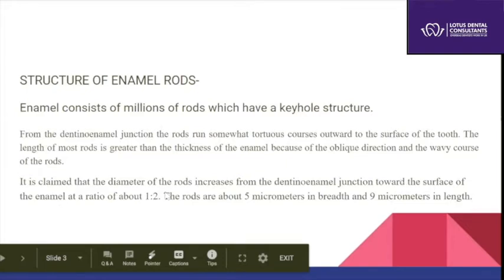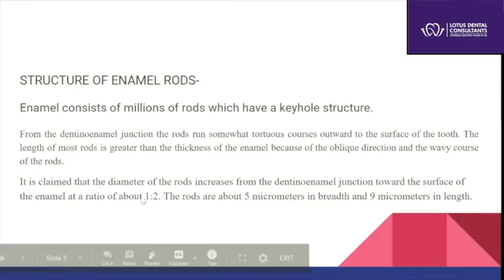Now this is one of the other questions. It is claimed the diameter of the rod increases from the dentino-enamel junction towards the surface of the enamel at a ratio of 1:2. This 1:2 has been asked in the exam. So the diameter increases 1:2 from the dentino-enamel junction to the surface of the enamel. This is also one of the questions.